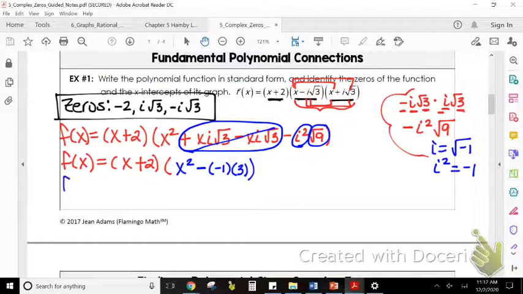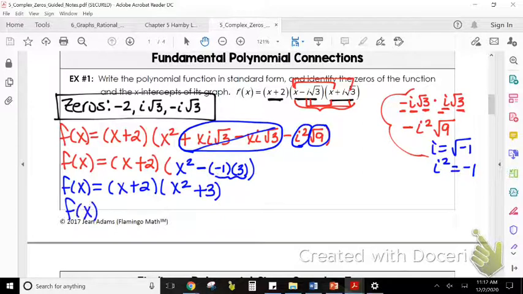So again, I'm just going to bring down this first part, and I'm going to simplify here. So I have x squared. I have minus a negative 1 times 3. Well, negative 1 times 3 is a negative 3. So minus the negative 3 is going to make it plus 3. And now we're ready to multiply these two.